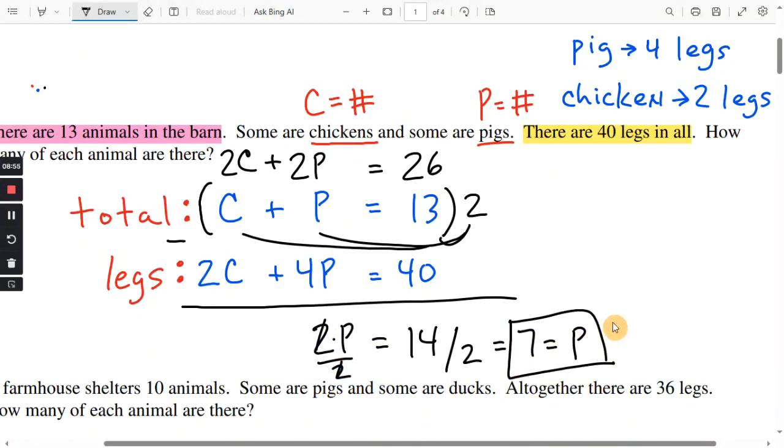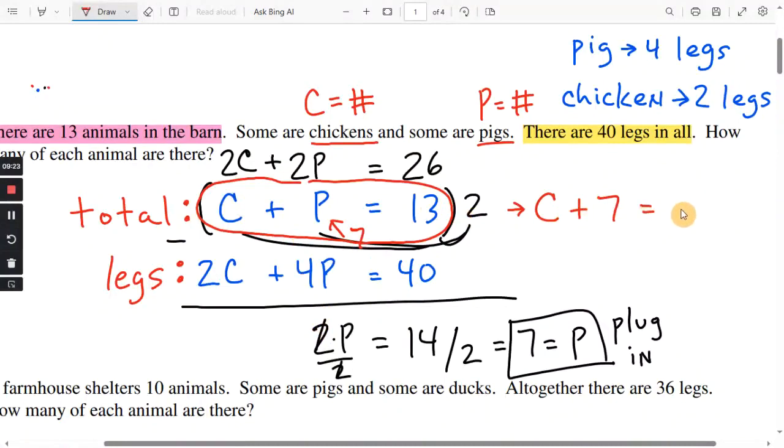You want to take that P and plug it in. All right, you can plug it into either equation, but I'm thinking this one right here is the easiest. So I'm going to take that 7 for the P and put it in right there. So I have C plus 7 equals 13. All right, and if you do minus 7 on both sides, C is just 6.